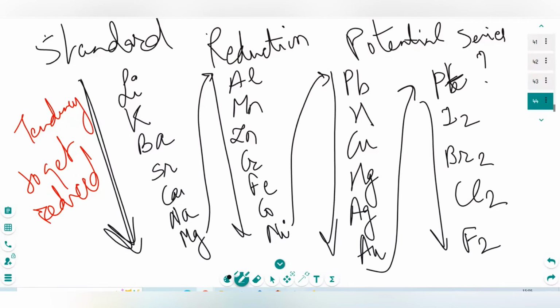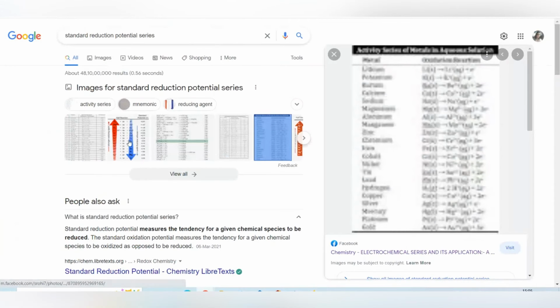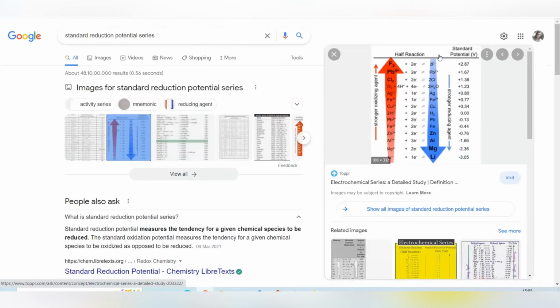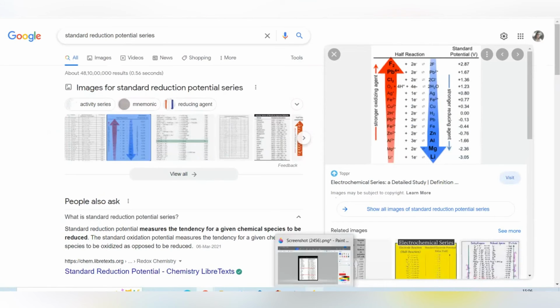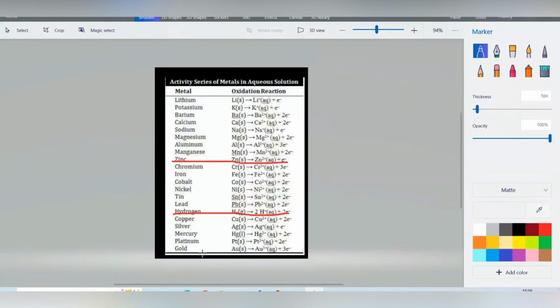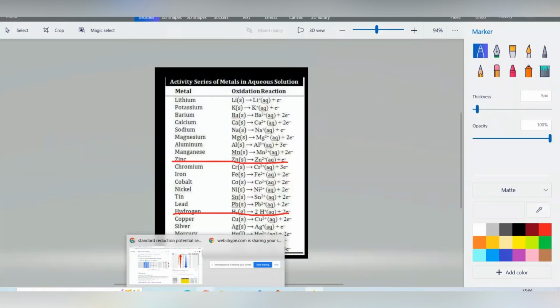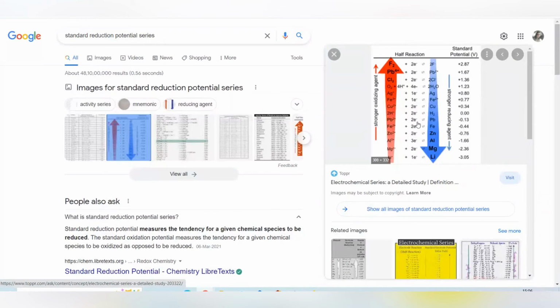So even if you see over here, why have they given it like this? When it is reducing, it is like this. When it is going oxidation, it is like this. Correct? That's why they have shown both arrows. Can you go back to the picture, like the oxidation arrow? How do you use the oxidation arrow?